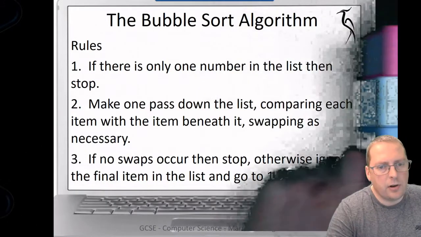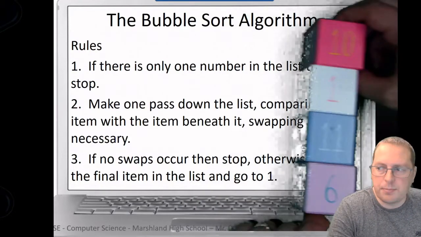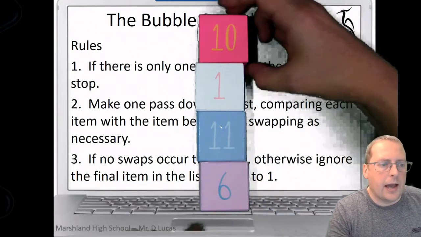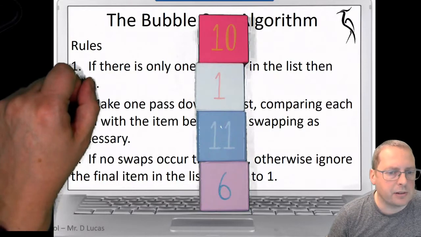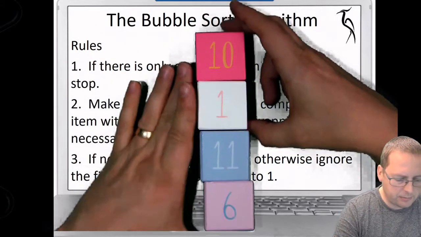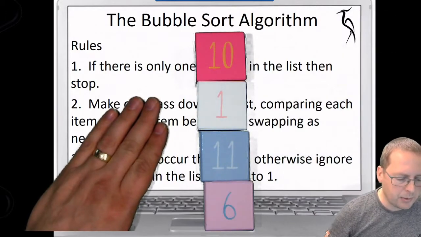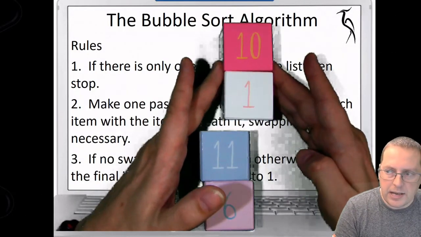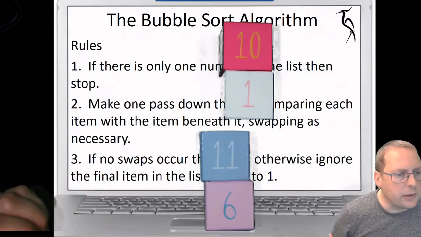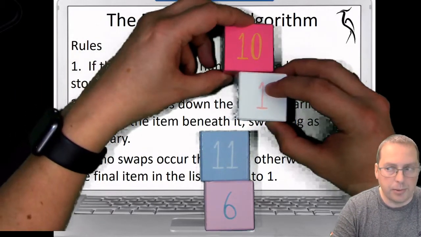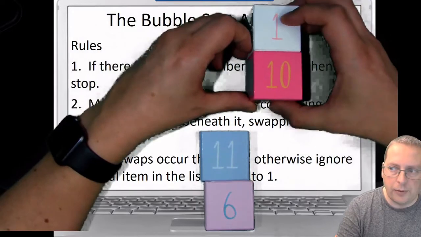But if I had a list of several numbers, I need to pass down the list and compare each pair and make a swap if necessary. So I start with the first pair. I'm going in ascending order, so I want the lowest number at the top, biggest number at the bottom. So I look at the first pair, the 10 and the 1. Are they in the correct order? Well, they're not. So what I need to do is swap this pair, this bubble, around.